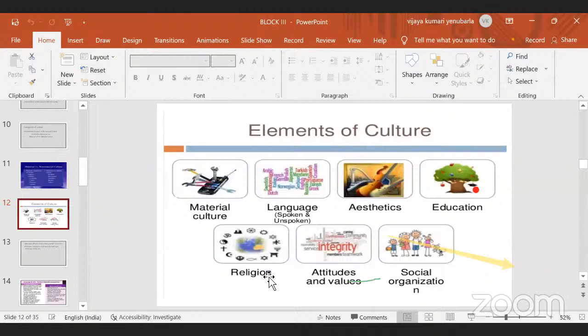Religion, the moral sect and spiritual sect of religion. Attitudes and values, what are the values that you follow. Social organization, what is our social organization, which sector has been given importance. That's why we have Marxism, communist theories, democratic theories, all these things, isn't it? So all these are social organization, how well organized the societies are.